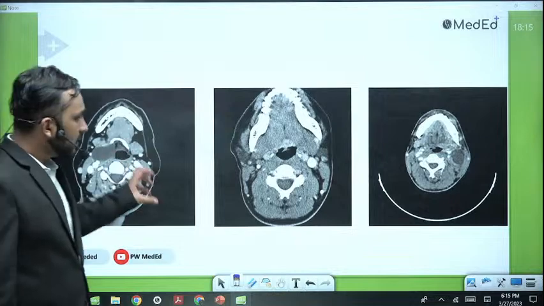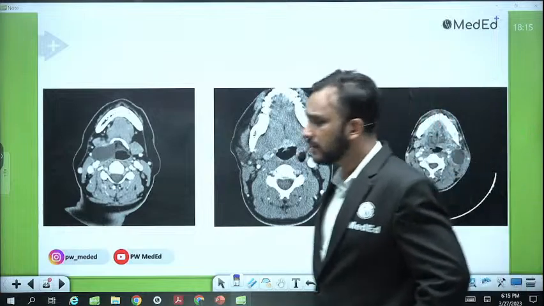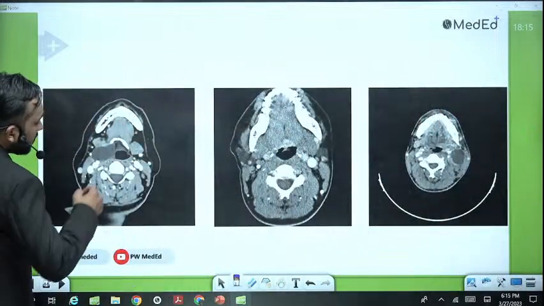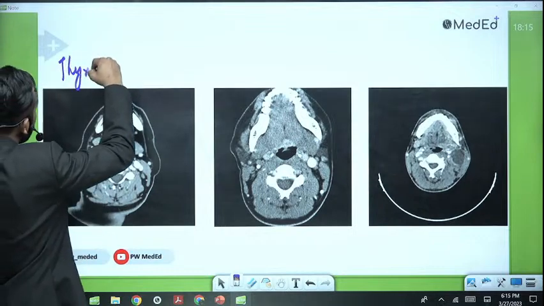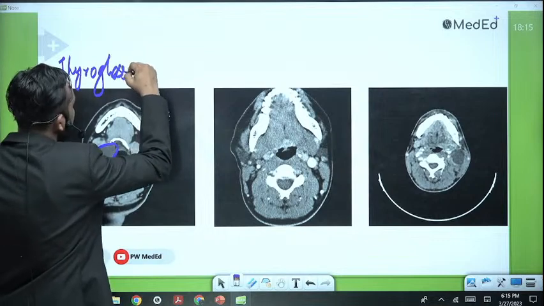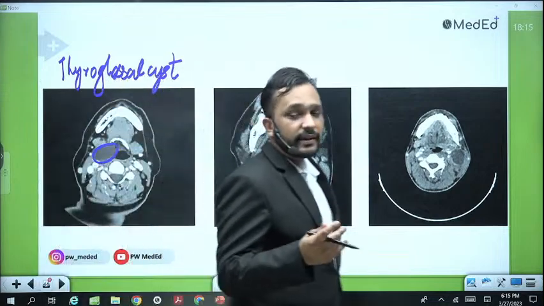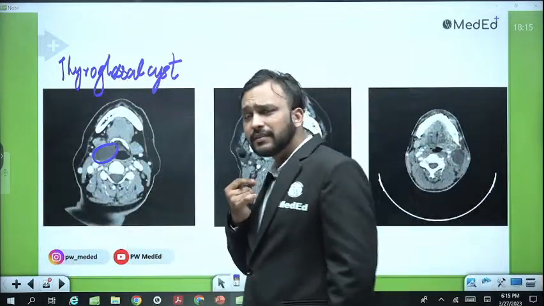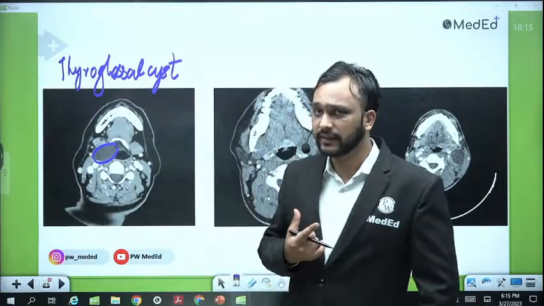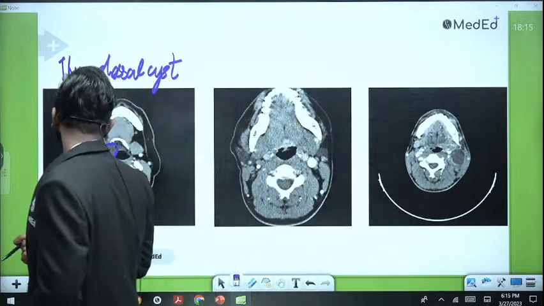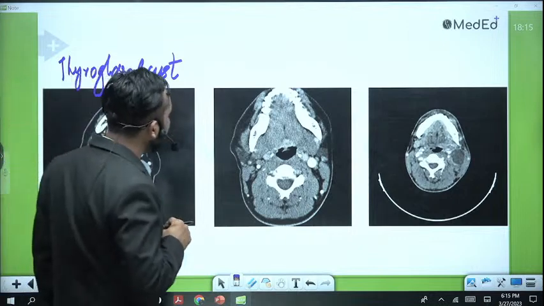So I have brought a few cases from the head and neck section. I will just tell what all these cases are. Here is a cystic lesion in the paramidline location. This is your thyroglossal cyst. Just remember that this thyroglossal cyst arises from the thyroglossal duct, which is a duct connecting the foramen cecum with the thyroid gland. And your thyroglossal cyst can be found anywhere within it, right?